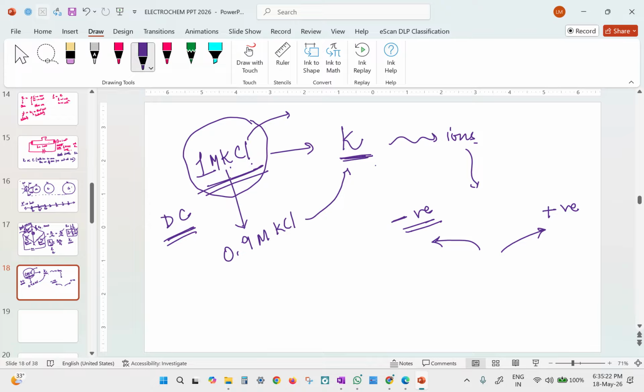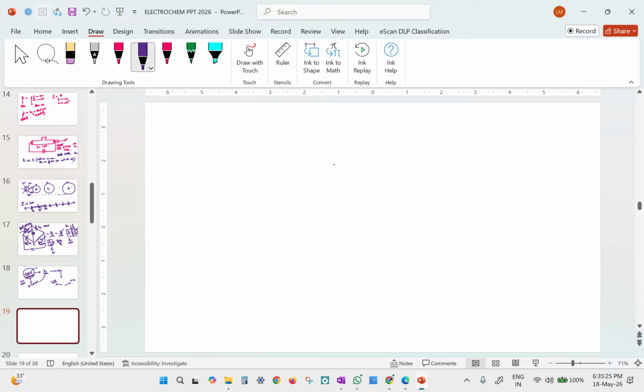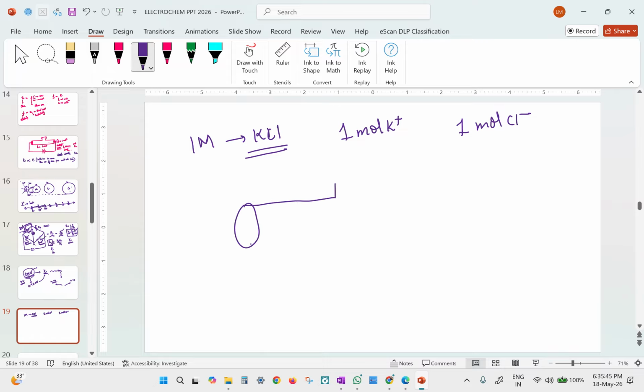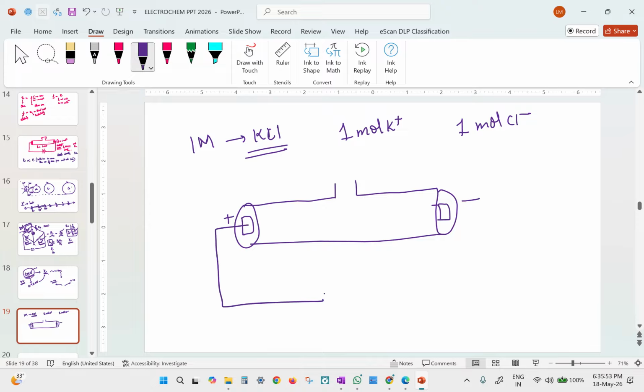See, I'm trying to find out the conductivity of 1 M KCl. So I have 1 mole of K plus and 1 mole of Cl minus, correct? I'm going to pour it into that container and attach the electrodes. This is the positive terminal and this is the negative terminal. So I'm going to try to pass current by a direct current. That direct current is what? Where the charges on the terminals do not change.